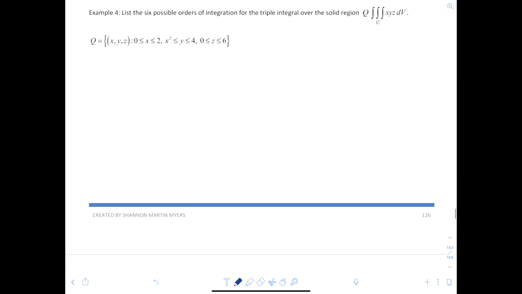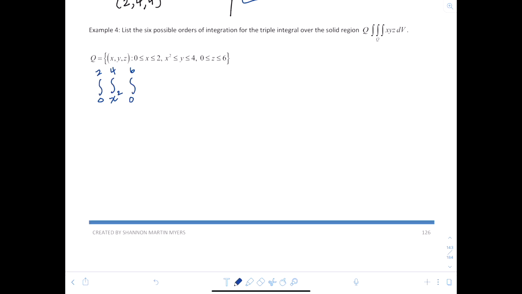All right, so now, fun. List the 6 possible orders of integration for the triple integral over the solid region. So here we go. x is between 0 and 2, y is between x squared and 4, and z is between 0 and 6. So again, all of them are going to be positive. So the easiest one is going to be this integral here that's shown, right? 0 to 2, x squared to 4, and then 0 to 6.